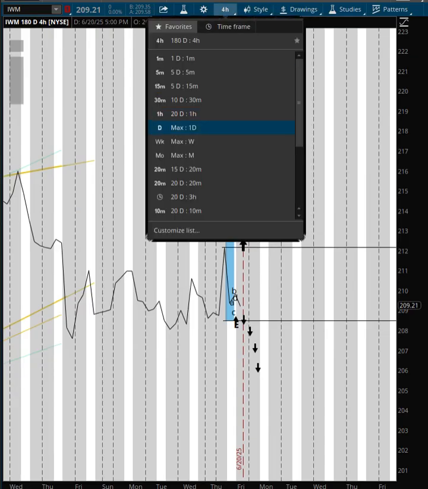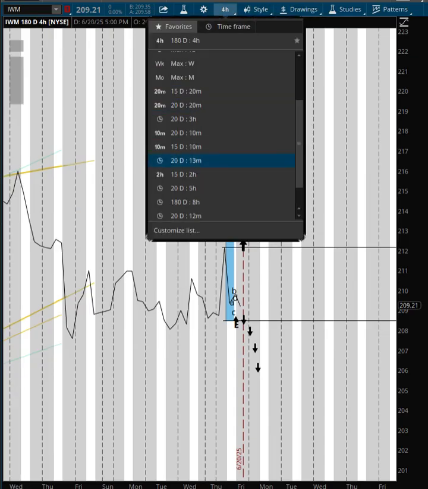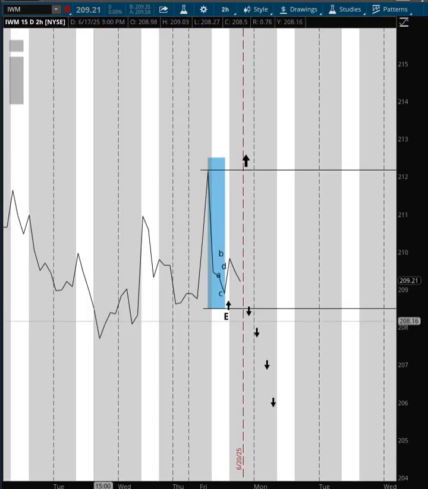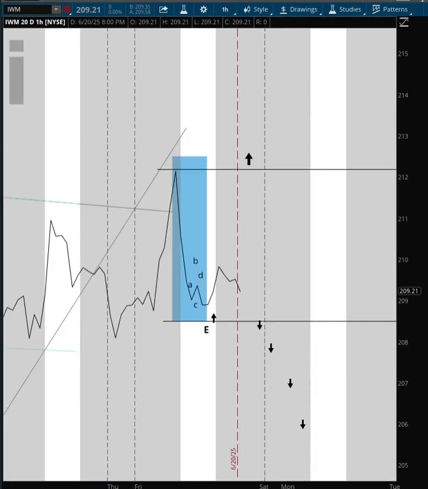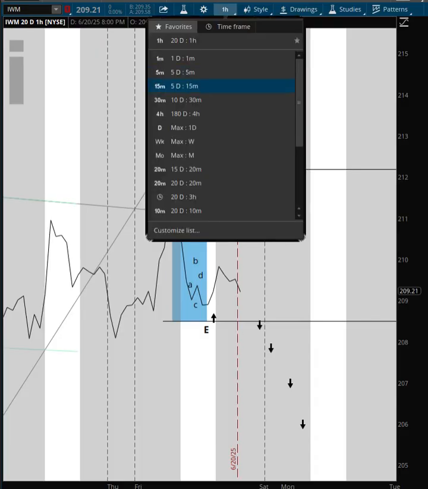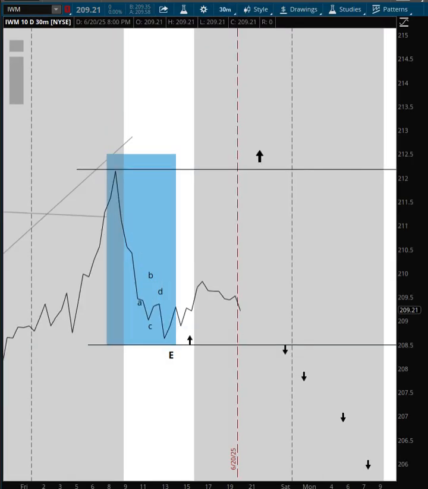Okay, and we move to the 2-hour time frame. What do we have here? A little chaotic there. Can't do anything there. Move down to the 1-hour time frame. Do we have anything showing up? Nope, we don't have anything there. Maybe 30-minute time frame. Oh, we're getting close.